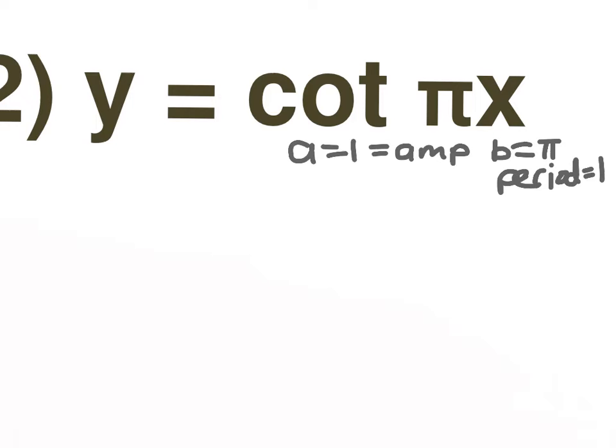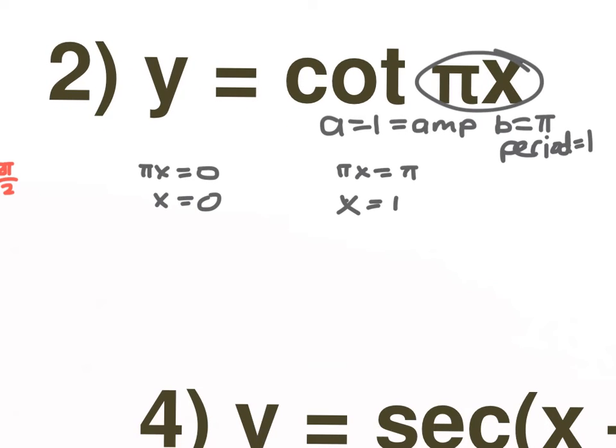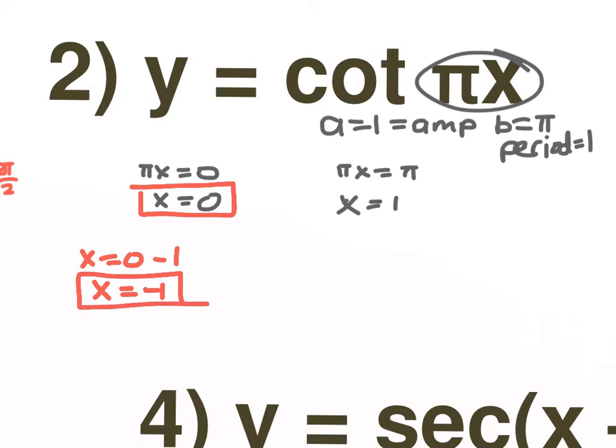Good. Instead of doing negative pi over 2 and positive pi over 2, I take this and I set it equal to 0 and I set it equal to pi. Solve and I get 0, solve and I get 1. From the one on the left, I'm going to subtract the period, so 0 minus 1 is negative 1. From the one on the right, I'm going to add the period, 1 plus 1, which is 2.